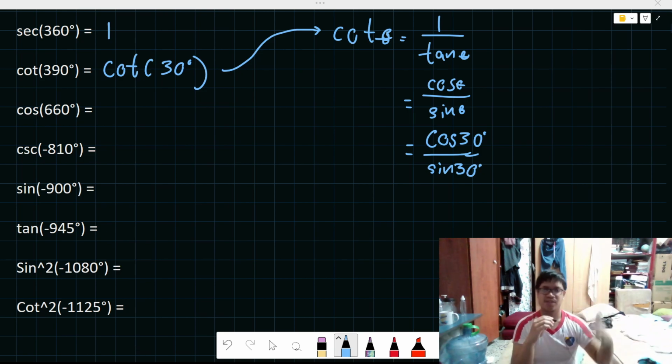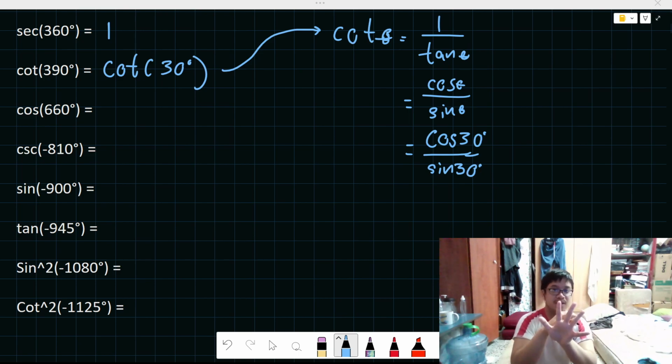Cosine 30 degrees. If it's cosine, you start counting 0 to 4 from your thumb until you reach the angle. Let's start counting: 0, 1, 2, 3. We stop right here at the ring finger, because the ring finger is 30 degrees. Since we are looking for cosine, we count from 0 up to 4 at the pinky.